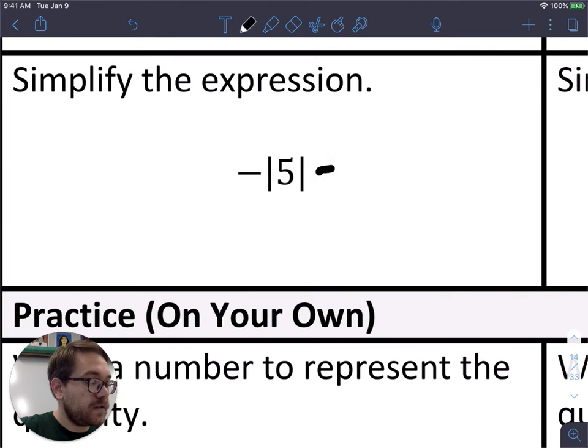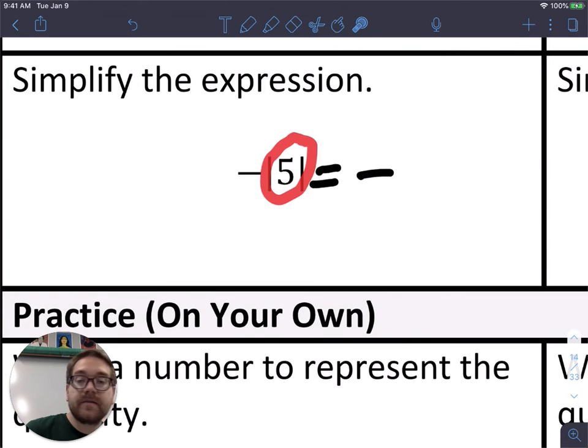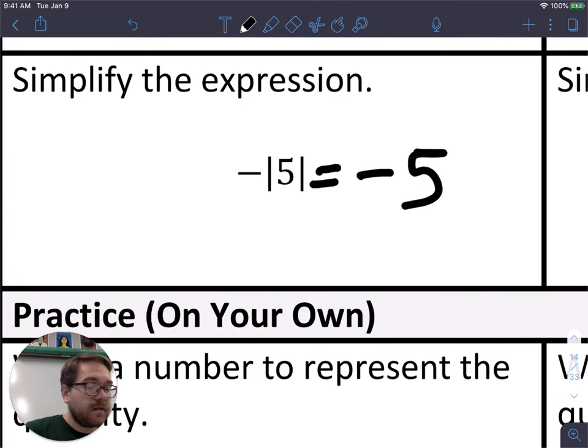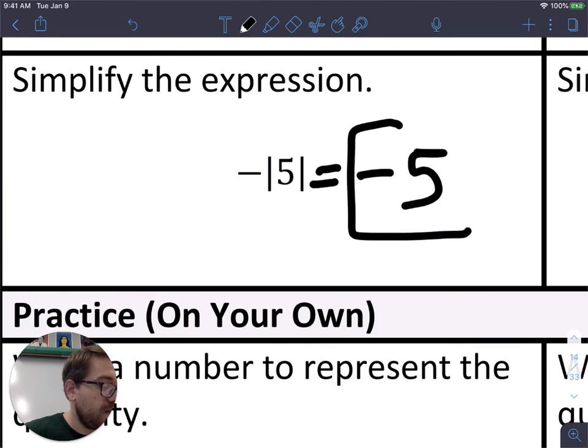First, I'm not going to do anything with the negative yet, so I'm just going to leave that negative there. But what is the absolute value of 5? How far is 5 from 0 on the number line? Well, it's 5. 5 is 5 from 0 on the number line. We didn't do anything with the negative symbol, so it just stayed there. And so we have negative 5. So the negative absolute value of 5 is negative 5. This would be our final answer.